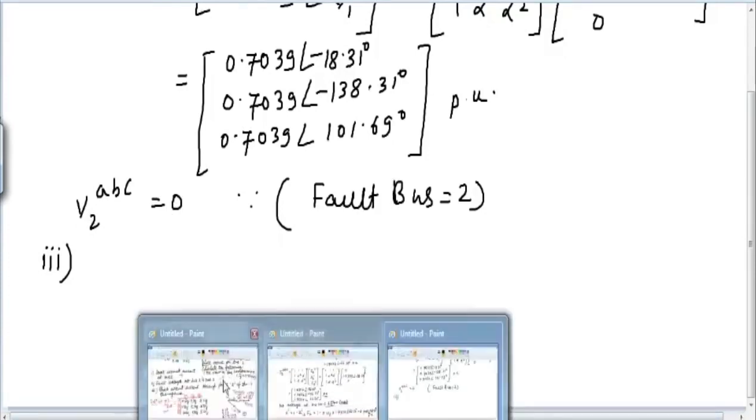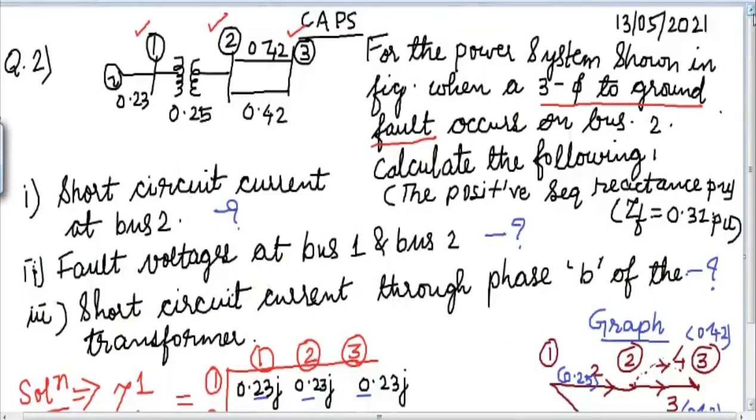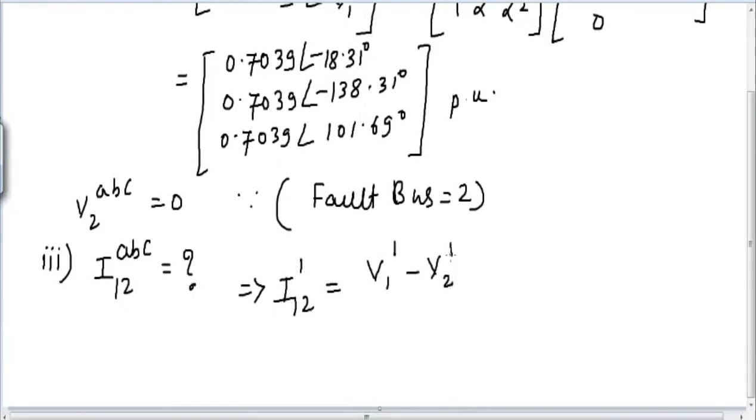The third part asks for the short circuit current through phase B of the transformer element. Let us see where the transformer is connected. The transformer is connected between 1 and 2, which means we have to calculate I12 ABC, and from this we will know the value of the B phase of I12. For this we again require I121. So I121 is equal to (V11 minus V21) upon Z121.